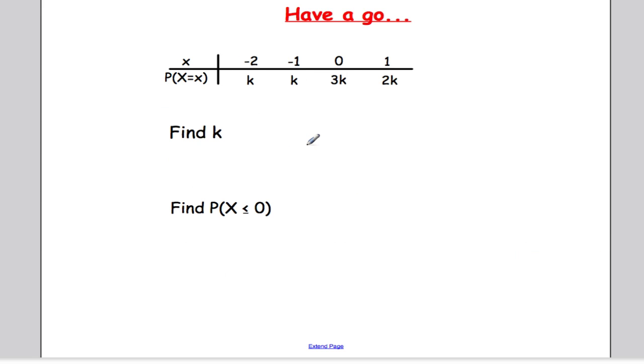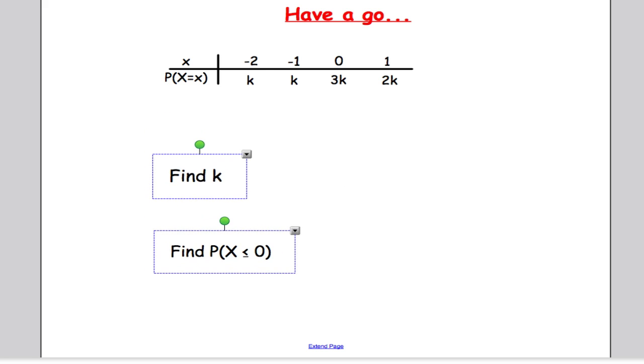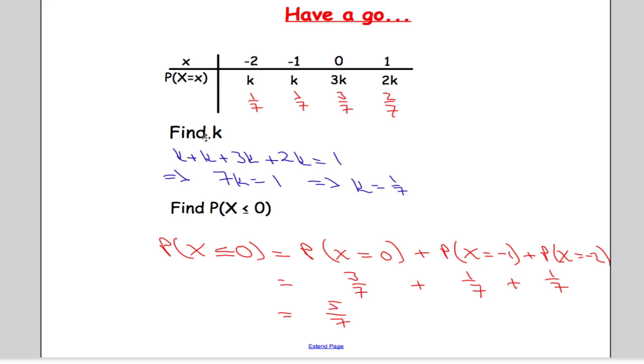Okay, pause the video now and see if you can find k and the probability that the random variable is less than or equal to 0. Okay, hopefully you've had a go at that. Here is the solution. Solving for k, I add up all the k's, I know they're equal to 1. So then I solve for k and I find that k is equal to 1/7. I really hope that you left it as a fraction because it's much easier to deal with the fractions as exact answers here. Don't convert it into a decimal if it's going to be recurring.